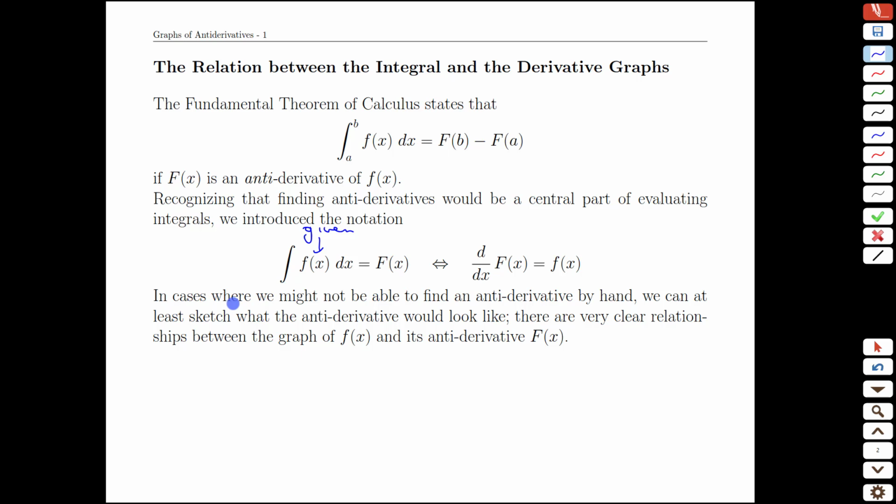Why is this relevant or helpful? Well, because sometimes we may not be able to actually get an antiderivative by hand. We may not be able to compute with a formula that we're given. So at least with graphical techniques, we can get something even if the formulas are too complicated to get an exact answer.